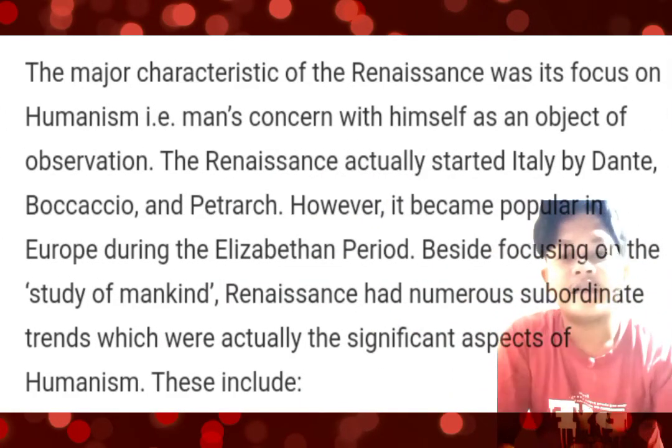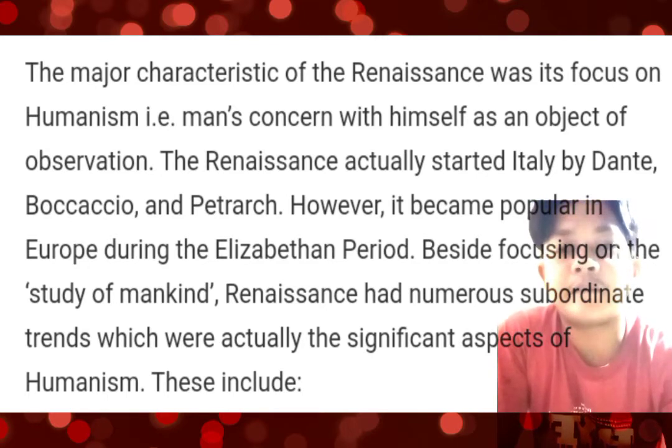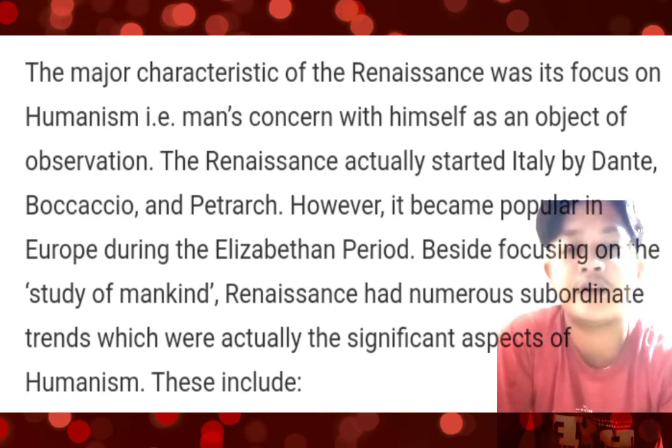The major characteristic of the Renaissance was its focus on humanism and man's concern with himself as an object of observation. The Renaissance actually started in Italy with Dante, Boniface, Boccaccio, and Petrarch. However, it became popular in Europe during the Elizabethan period.